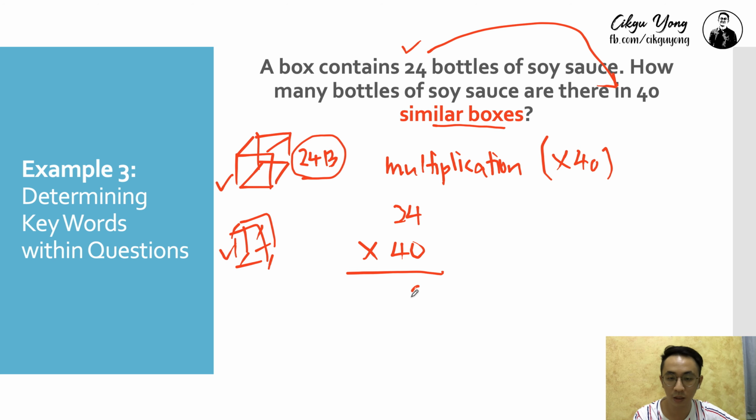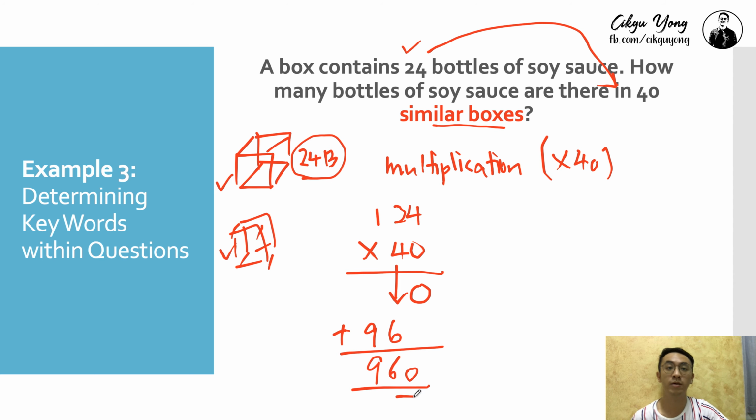So you can just put a 0 here, and for this, just drag it down. 4 times 4, you'll get 16. 4 times 2, get 8, plus 1, you get 9. So this is how you get it.